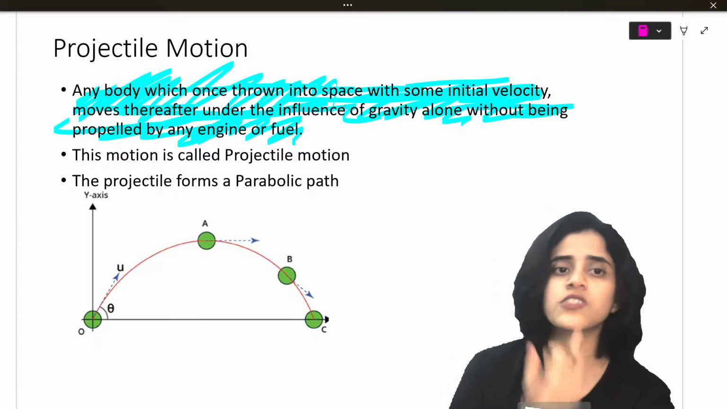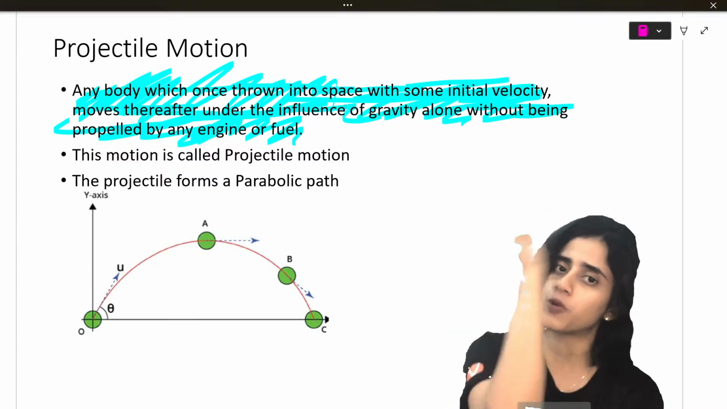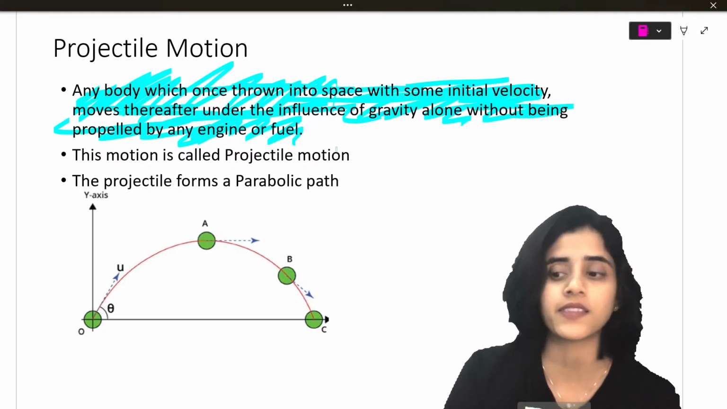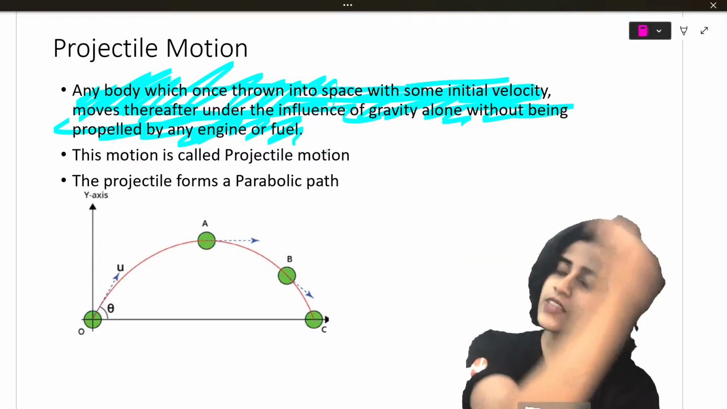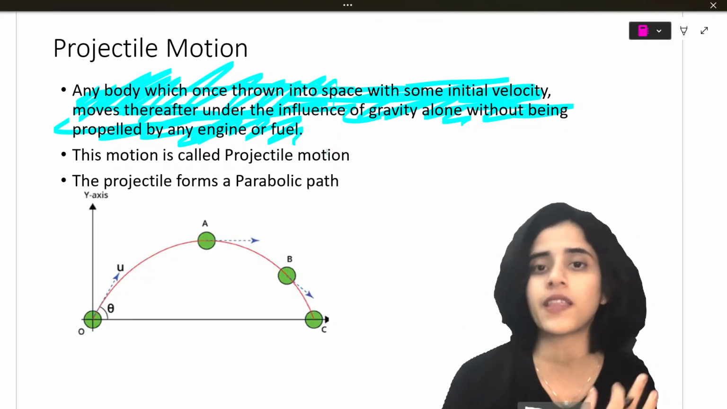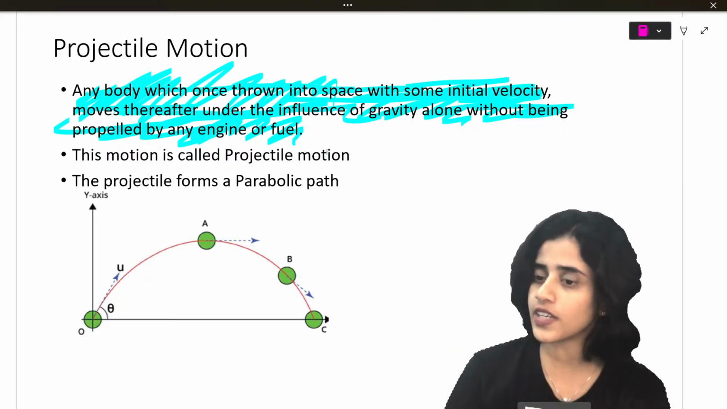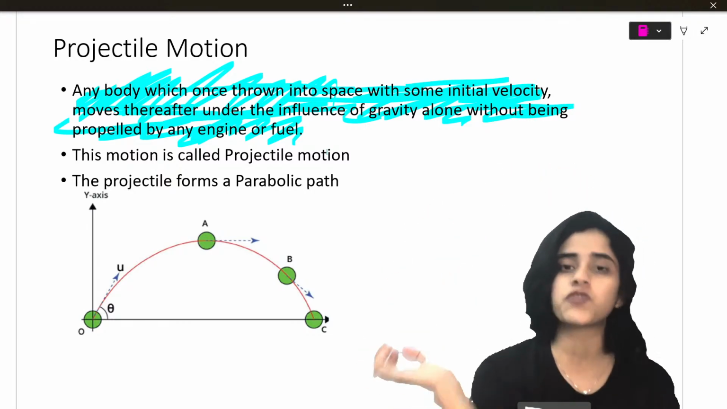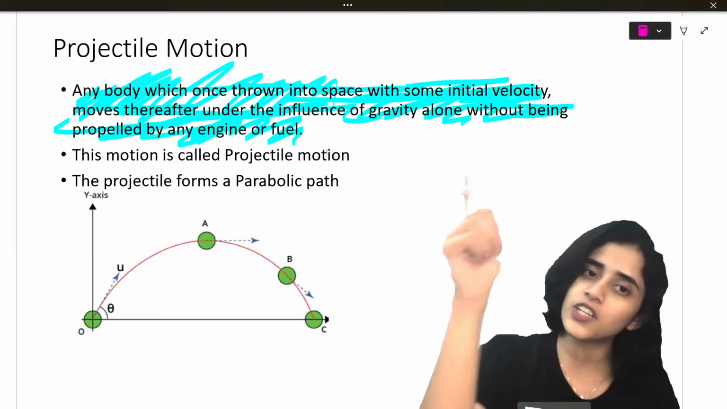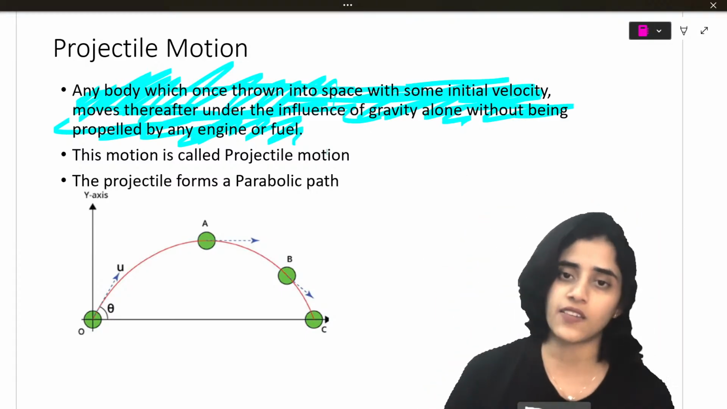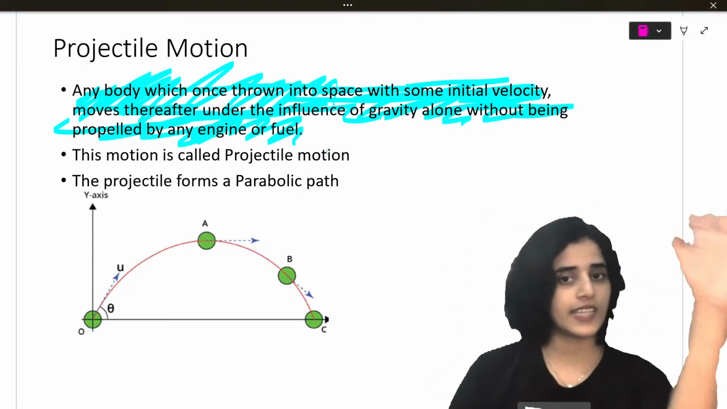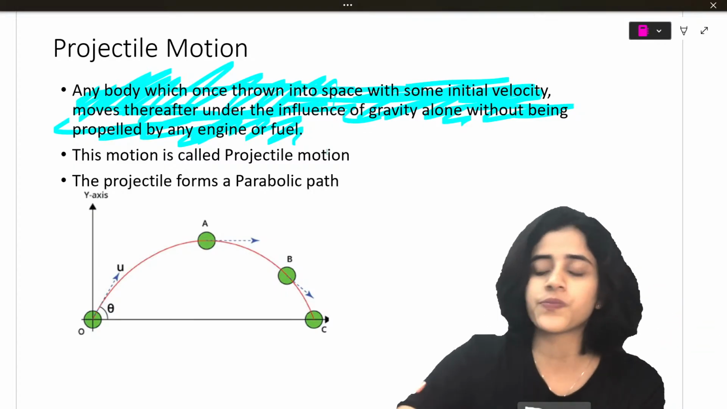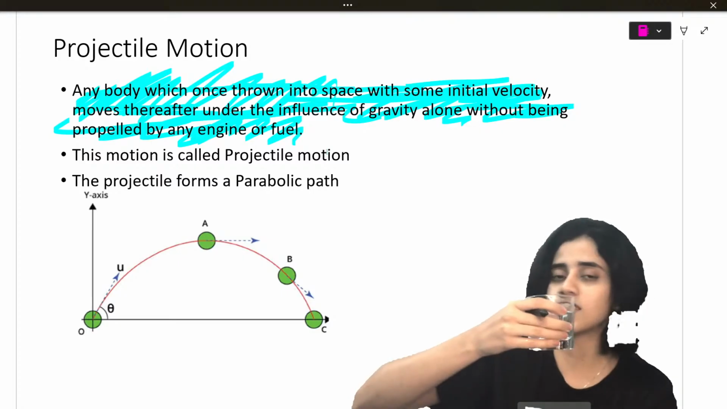This is called projectile motion, and the path the projectile takes is called a parabolic path. What is the path called? It's called a parabolic path. All of you agree? If I have a ball, I throw the ball, it initially moves because of the force that I apply, but then it continues to move only because of gravity. So it moves along a projectile path. It's called a parabolic path. Are you all sleeping in class or are you all still awake?